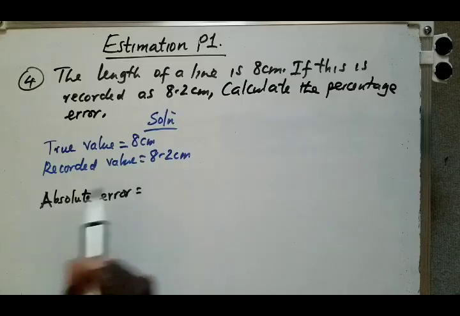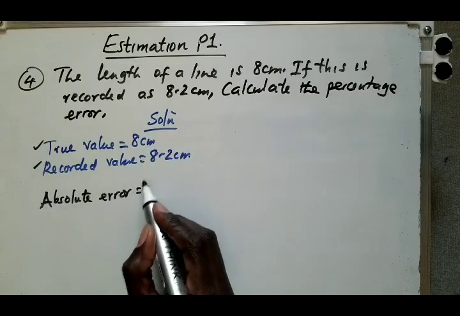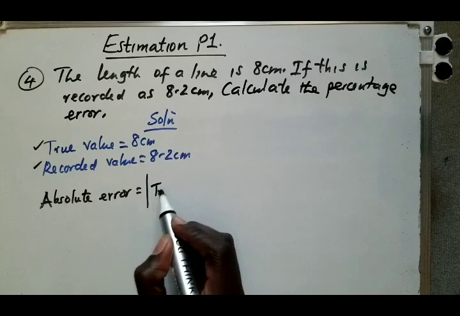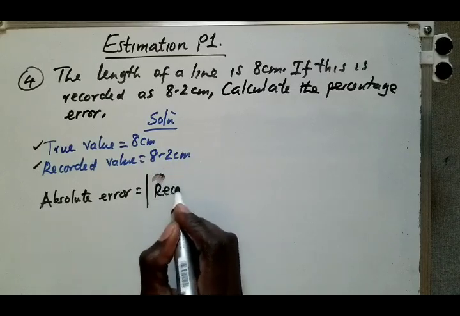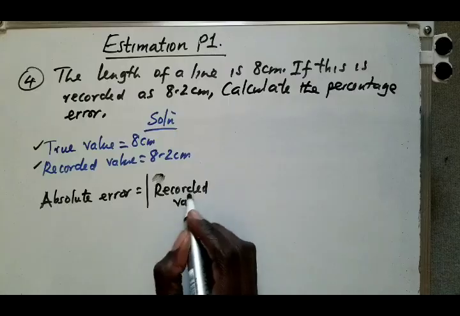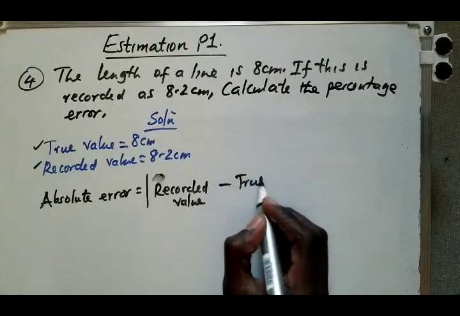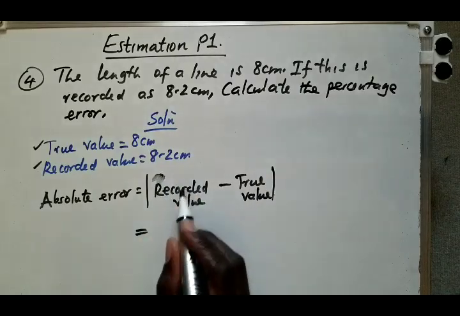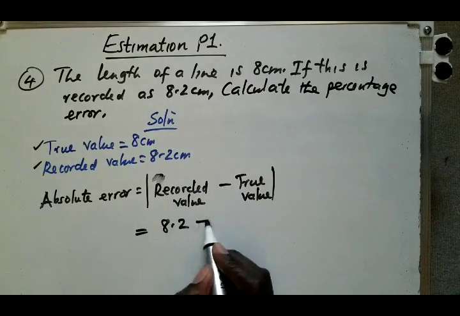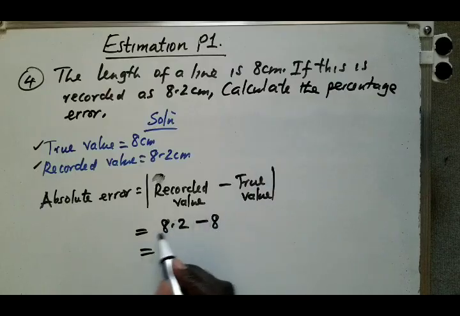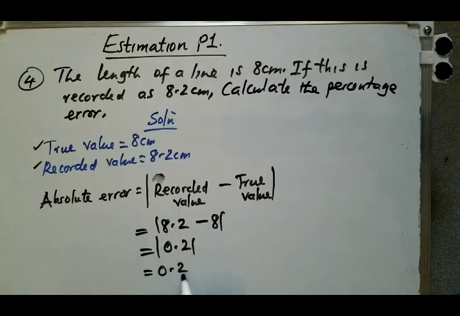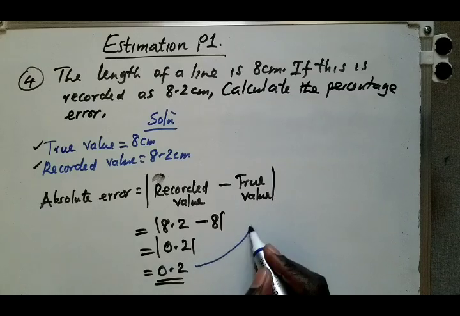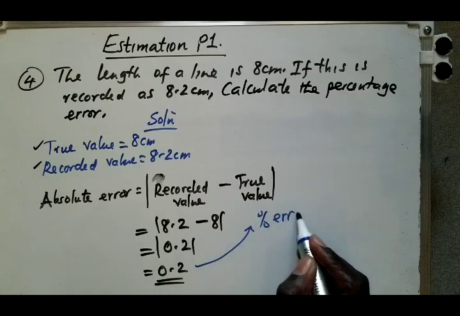So how do you find the absolute error when you know the true value and the recorded value? It's the modulus. Remember what I said, if you remember from the concept, the recorded value minus the true measurement or value that you have, but put it as a modulus. So what is the recorded value? It is 8.2 minus the true value, which is 8. When you subtract that, you are going to have 0.2 as your absolute error.